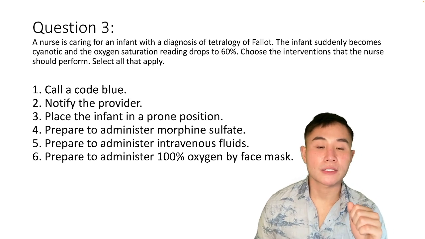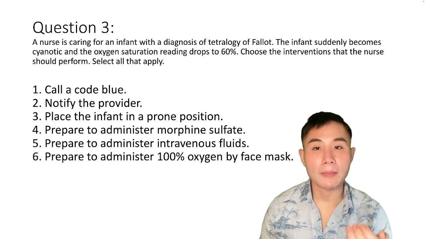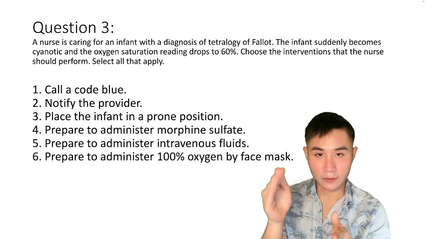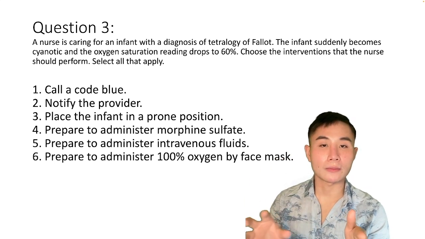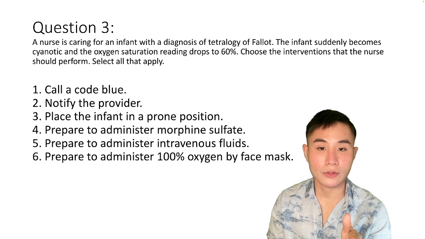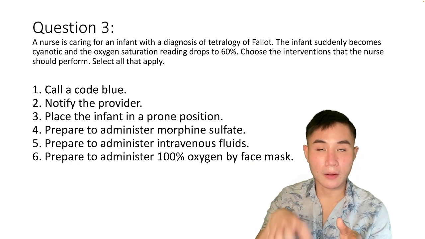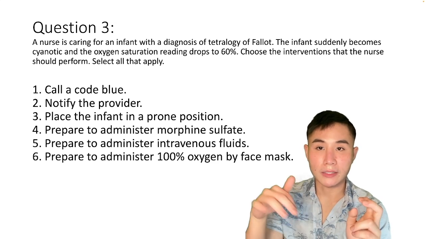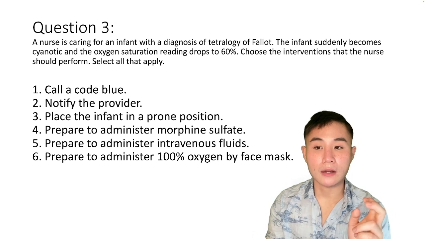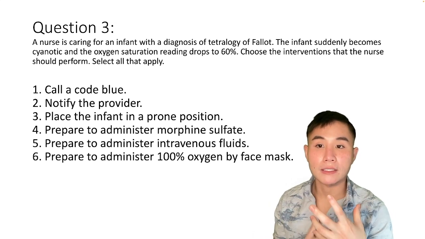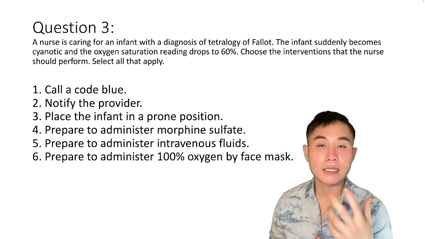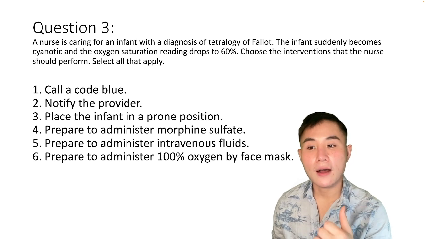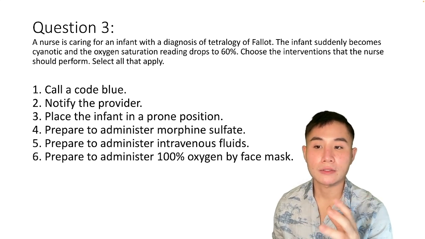Number 4, prepare to administer morphine sulfate. Yes. Remember we talked about earlier, morphine dilates the veins, therefore decreasing the preload, which is the volume that goes into the right atrium and right ventricle. That means there will be less blood going to the lungs, so there will be more space, and it's easier for the child to breathe, and it also calms the child down, right? So I would choose number 4.